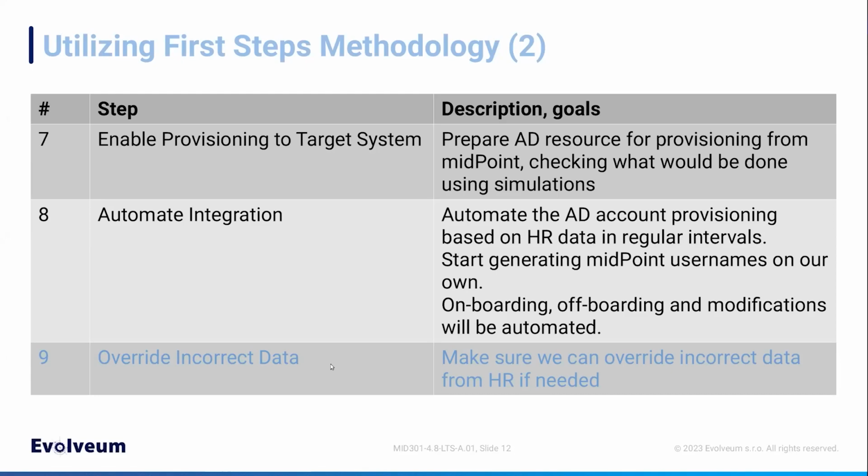Override incorrect data. There are ways how we can override incorrect data from the HR system if needed. So for example, if there is some incorrect data and the HR team is not able or not willing to fix it, and you need to do something with this data, you can override it from midPoint. But we will not touch this because of time.